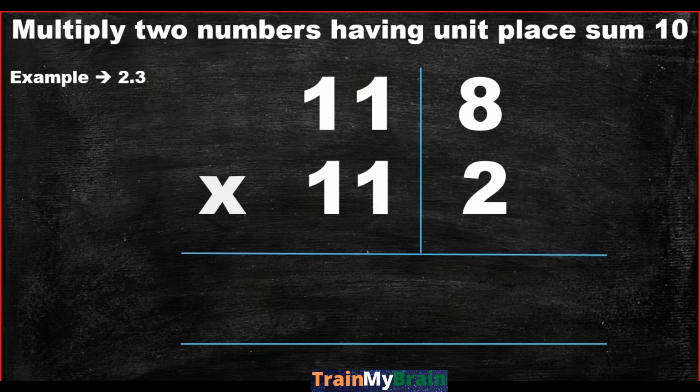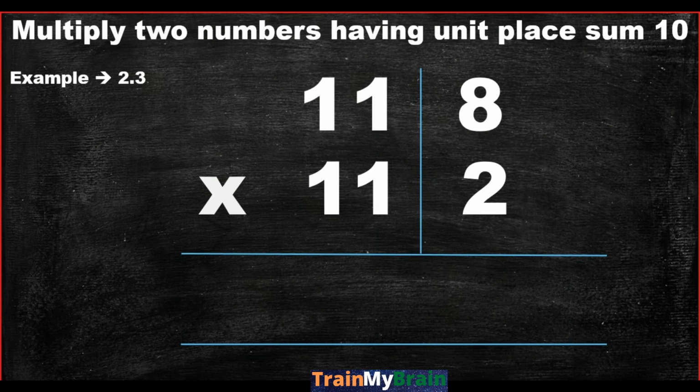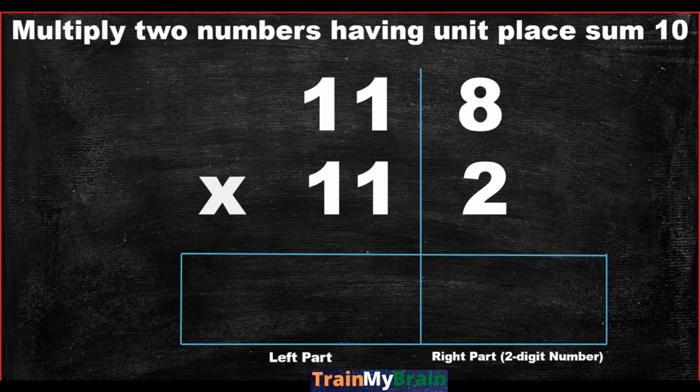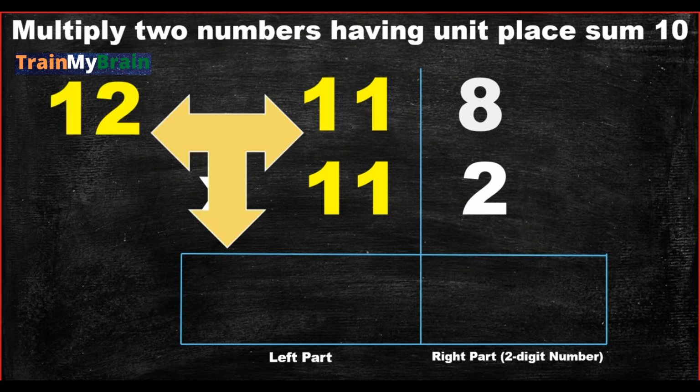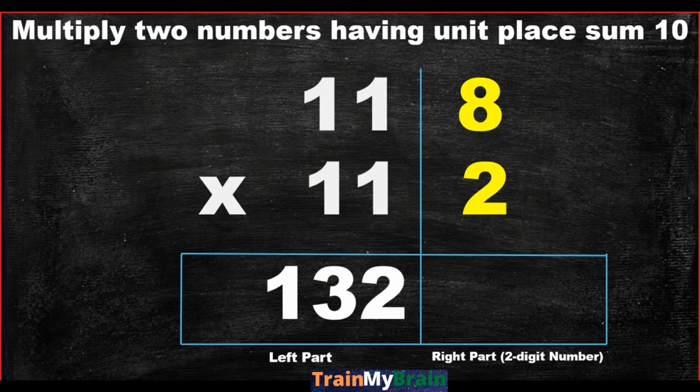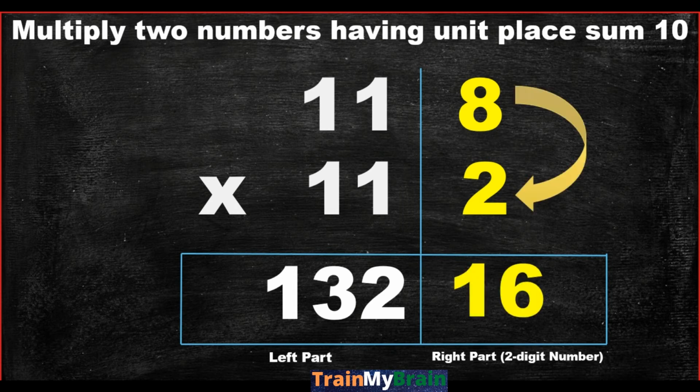Let's take one more example where we have a 3-digit number. See, unit place sum is 10. Create left part and right part. Find the number other than unit place, 11. Find the next number of 11, which will be 12. Multiply 11 with 12, you will get 132. Now for the left part we are done. Go to the right part. Multiply 8 with 2, you will get 16. Write it here. So here is the answer.